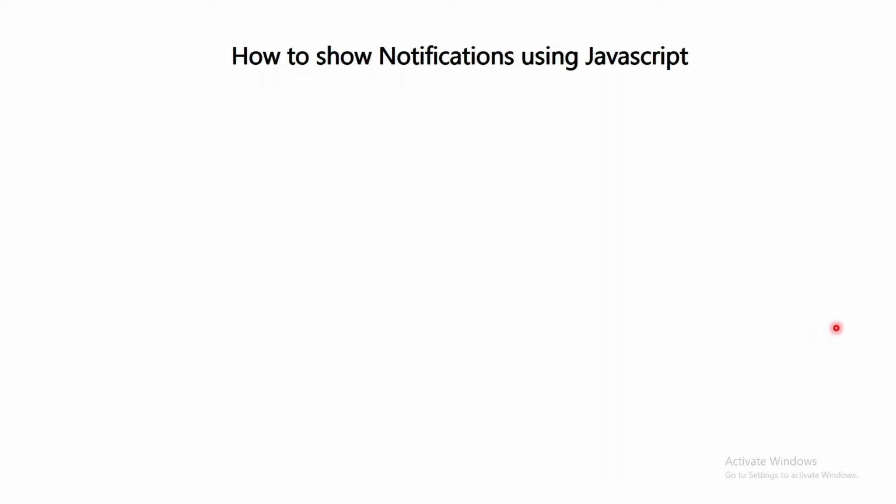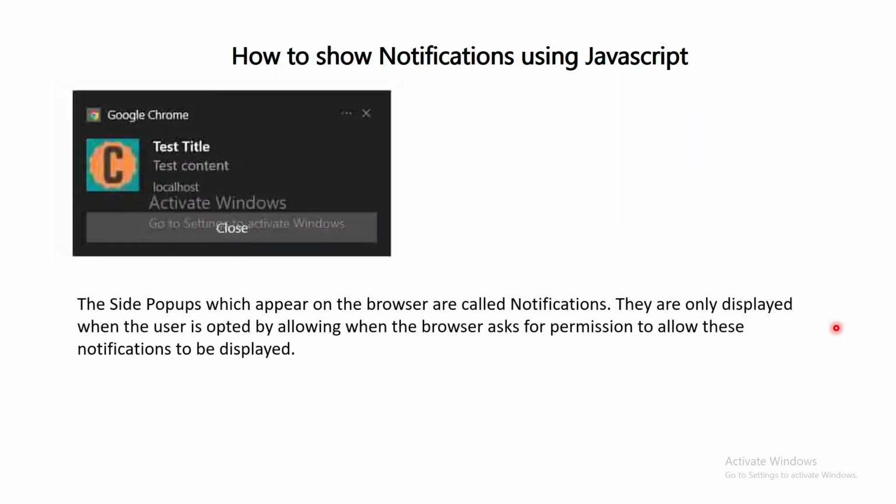In this video, we are going to show you how to show notifications using JavaScript. So here you can see on my screen, this is the notification which I am talking about. You might have seen this a lot of times, with different websites using it to engage their users. You can also create such notifications by using the Notification API in JavaScript.